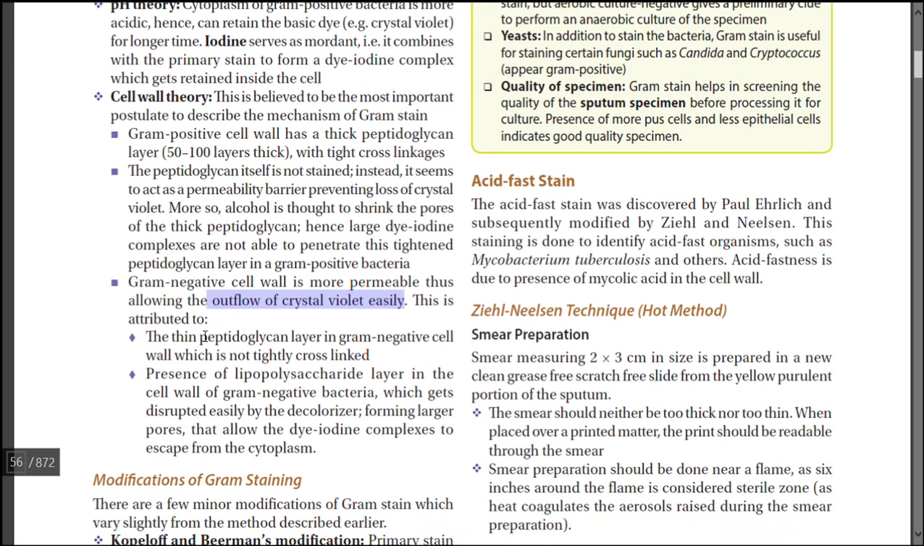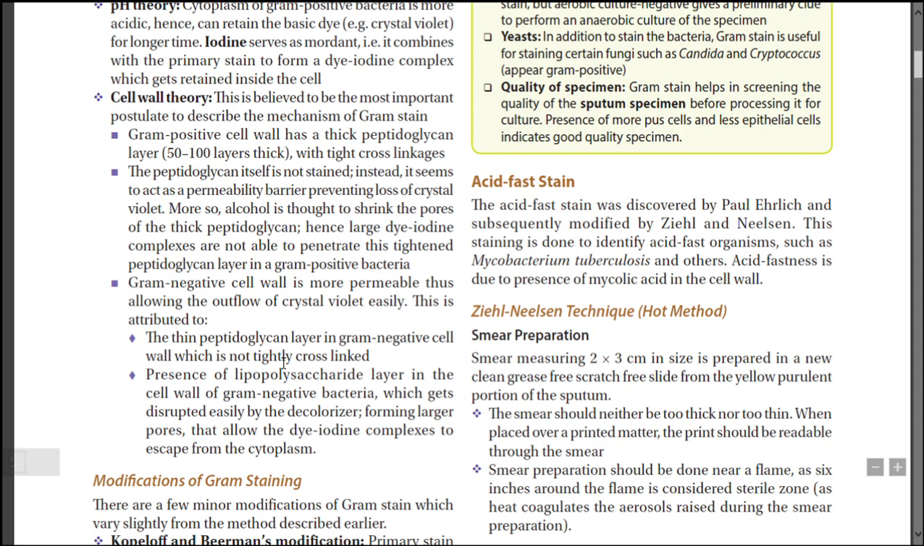Because the peptidoglycan layer is thin and it is not tightly cross-linked. We have seen the bridge in gram-positive bacteria. We have seen one bridge that is called the pentaglycine bridge. It makes the peptidoglycan layer very tight. But here in gram-negative cell, it is only through covalent linkage. So it will easily release. It will easily get decolorized.